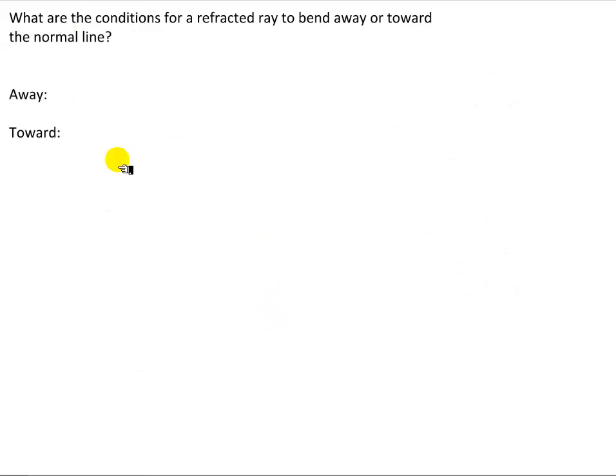All right, now I want you to list what the conditions are for refracted rays. Do they bend away or toward a normal line? And what are those conditions? When does the ray bend away? When does the ray bend toward?